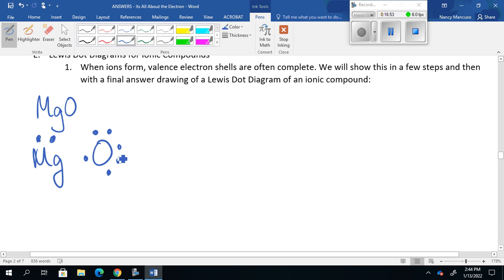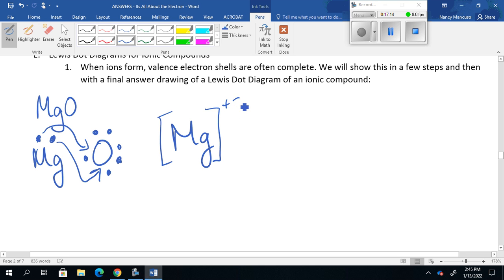So I'm going to show you what actually happens. The electrons move from the metal to the nonmetal. So Mg is going to lose 2 electrons. So I'm going to draw it like this. Mg, I'm going to give it brackets, and I'm going to give it a +2. The brackets show me that the outermost shell is now full and that the charge is now a +2. It has lost 2 dots. So I don't show those 2 dots anymore because I've lost them.